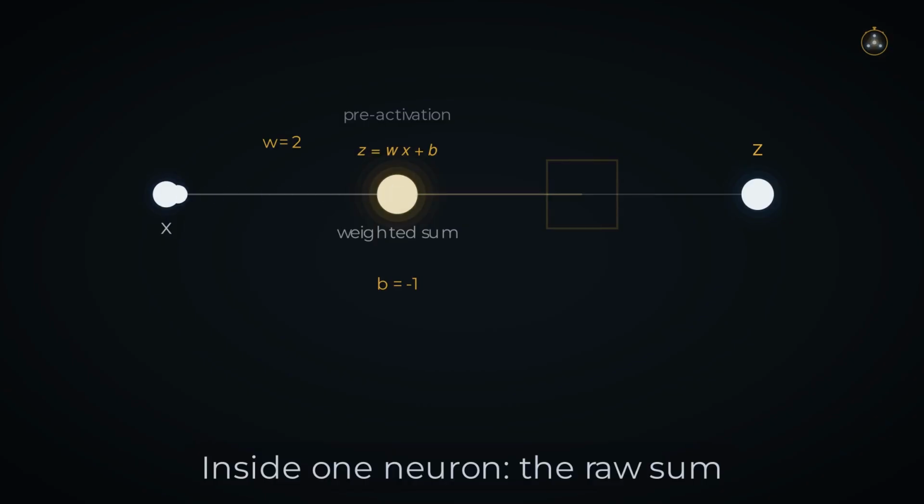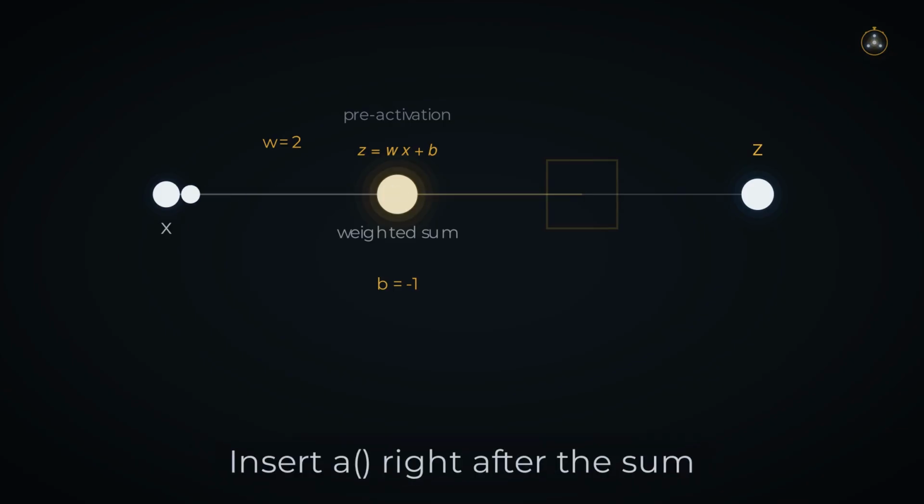It takes the input, multiplies by its weight, adds a bias, the W and B you see here, and makes one number. We call that number the preactivation. Now we insert one new step, right after the sum, an activation. Every number has to pass through it before it leaves the neuron.